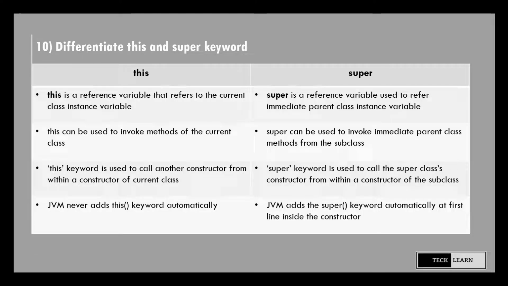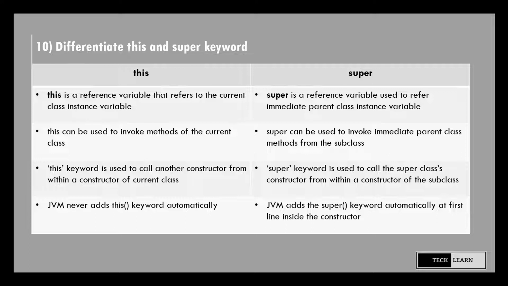Our last question is, differentiate this and super keyword. This is a reference variable that refers to the current class instance variable, whereas super is a reference variable used to refer to the immediate parent class instance variable. This can be used to invoke methods of the current class, whereas super can be used to invoke immediate parent class methods from the subclass.